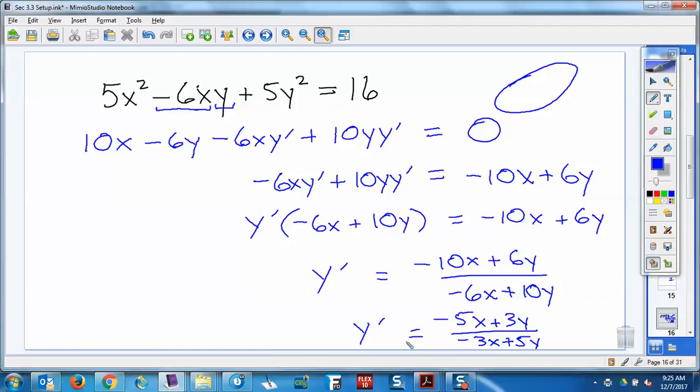Okay? The key is recognizing that you have an x times a y, that's a product. And so then what happens is sometimes you get more than one y prime. Once you've done that step, gather the y primes to one side, get the other stuff to the other side, because then once you have the y primes all on one side, you can take out a y prime. And there you go. All right, and so if we wanted to know the slope at the point 2, 4, we would put a 2 in for x and a 4 in for y, and we would know the slope at that point.